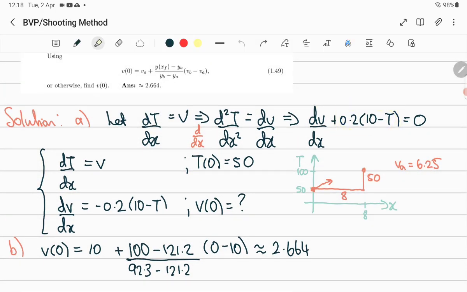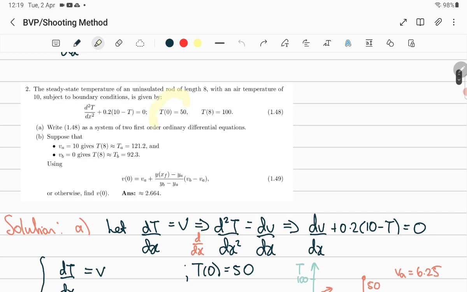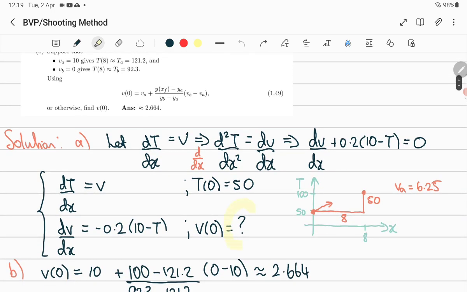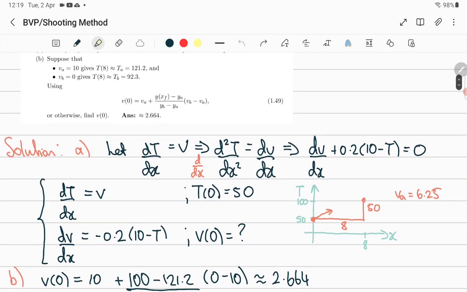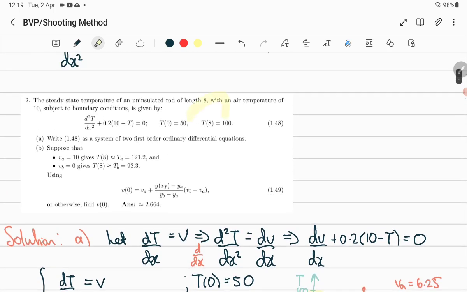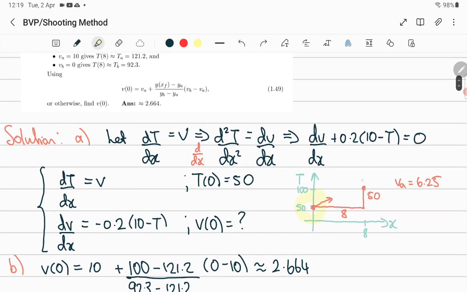Okay, so the initial temperature we know is given to us, but this is a boundary value problem. So you have information about the solution at 2 different points, x equal to 0 and x equal to 8, and that means that you don't actually know the initial v. The initial v is unknown. So a reasonable guess, let's see where we're going. At x equal to 0, the temperature is 50, so that looks like that. At x equal to 8, the temperature is 100, so this looks like that.